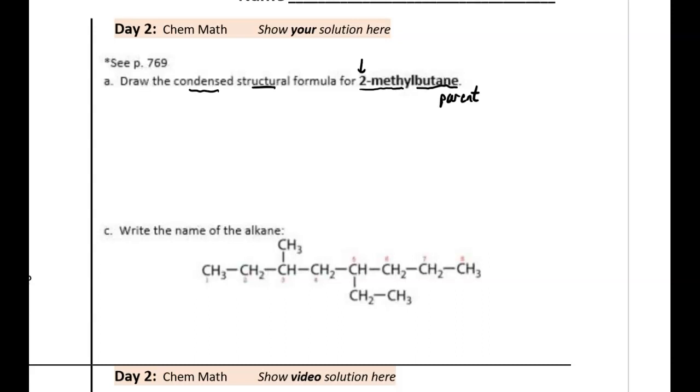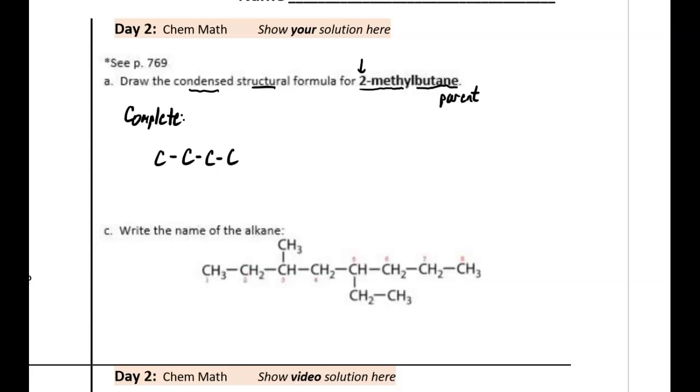Now, this asks us to do a condensed formula, but sometimes it's easier to start with a complete formula and change it into a condensed one until you've done a lot of practice and you're really good at picturing it in your mind. So here I'm going to make a complete structural drawing, and then I'll redraw it and make it a condensed drawing. Okay, start with the parent. Butane has 4 carbons. So you draw 4 carbons connected with single dashes.